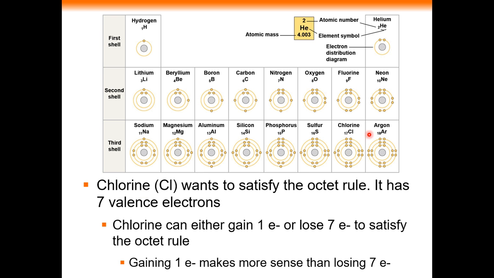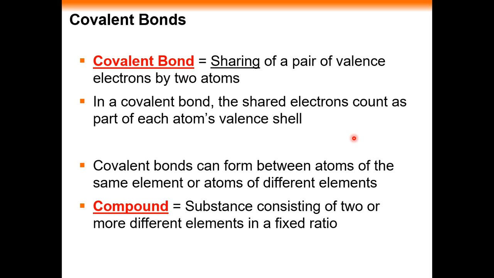Chlorine wants to satisfy the octet rule. It has 7 valence electrons. It could gain 1, or it could lose 7. Gaining 1 makes a little more sense to me, if you ask me. So that was ionic bonds. Those are where electrons are transferred from one atom to another, and they form salts.